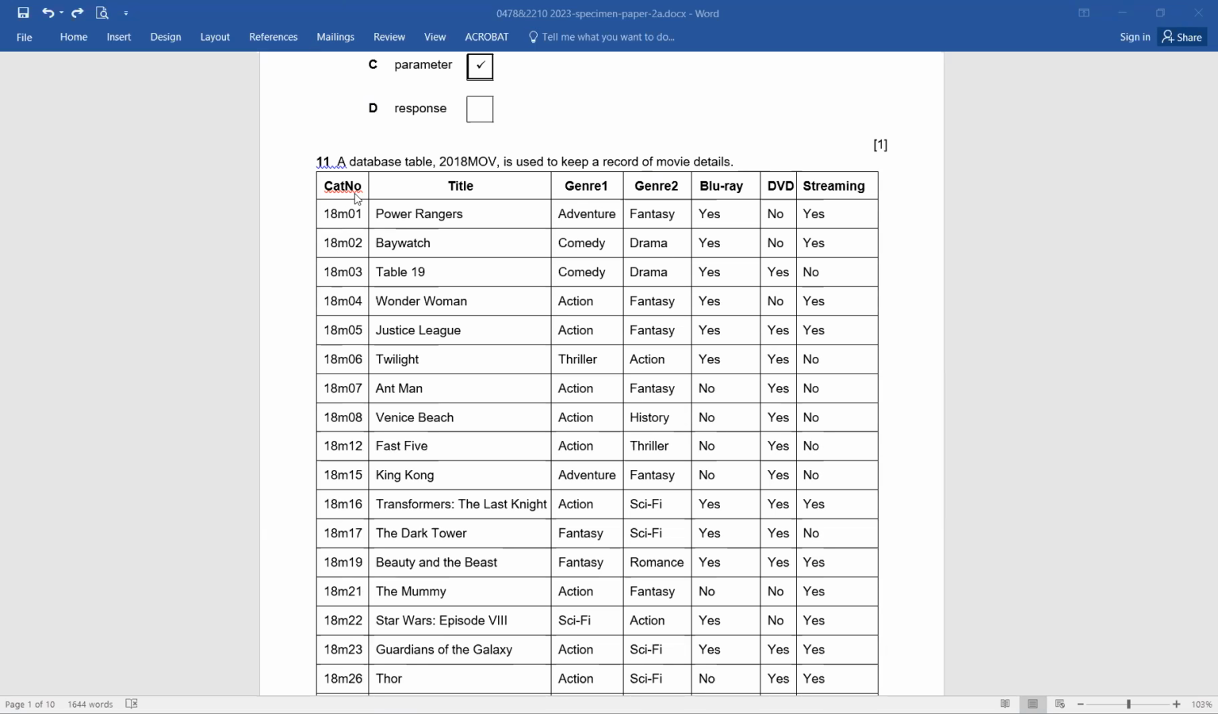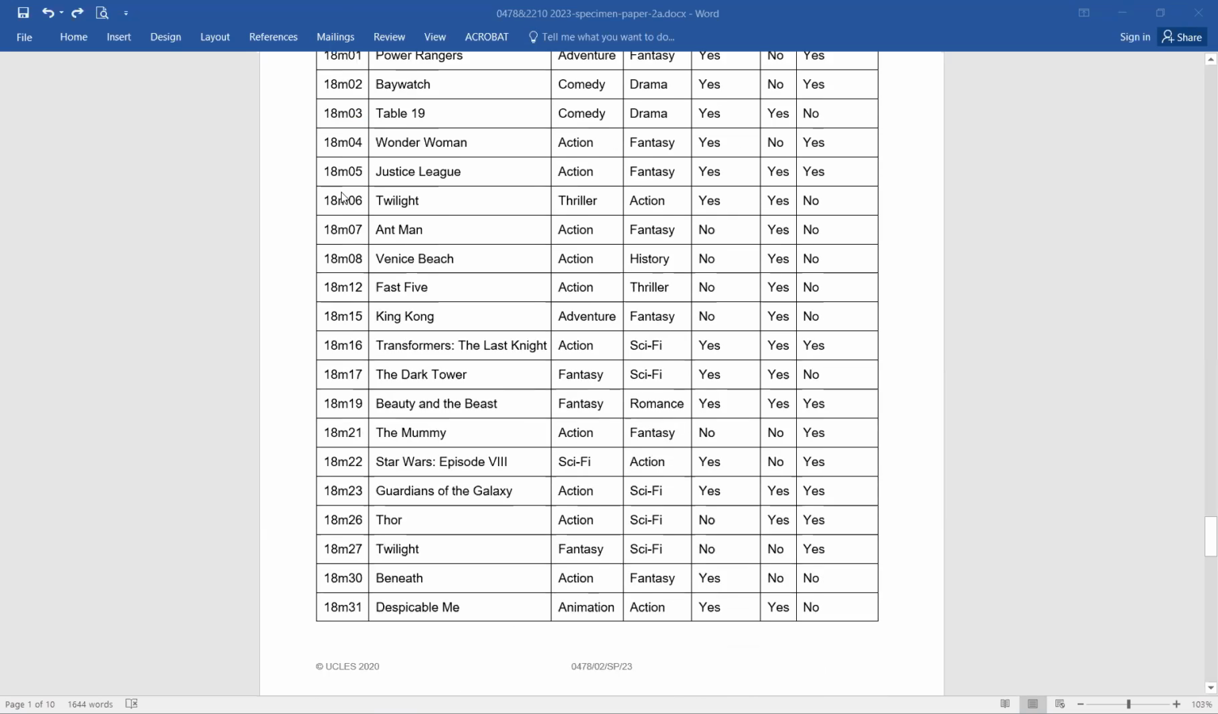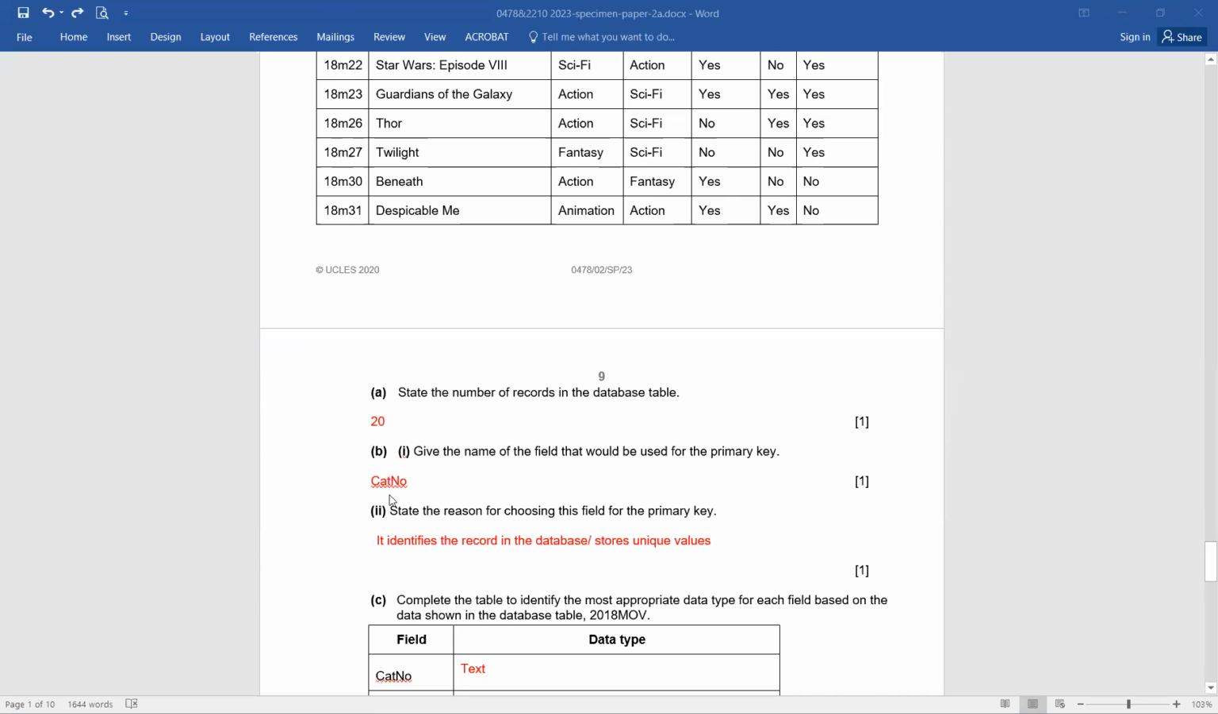You're not going to utilize any other method because it doesn't look nice, or change it as per your choice. Please, a big no. You have to write it the way it is present in the table. So you will write it down cat-no. State the reason for choosing this field for the primary key. So you can see it identifies the record in the database or stores unique values. So it is going to be the right answer. 1 mark for this one, 1 mark for this one, and 1 mark for this one.